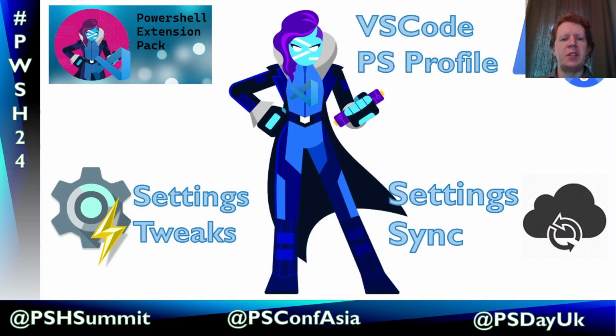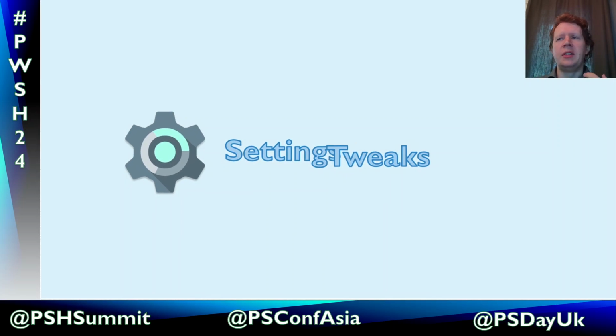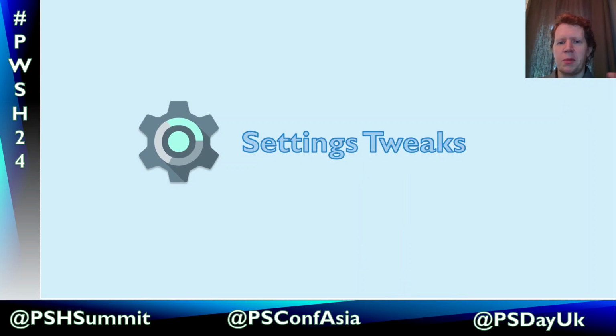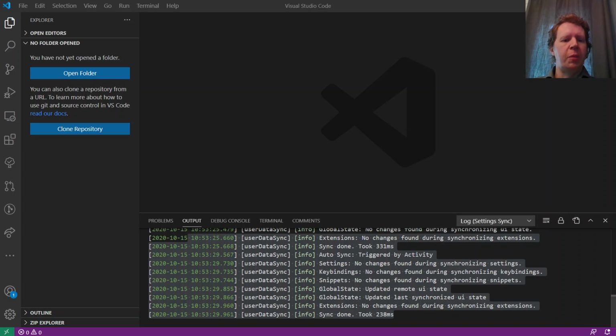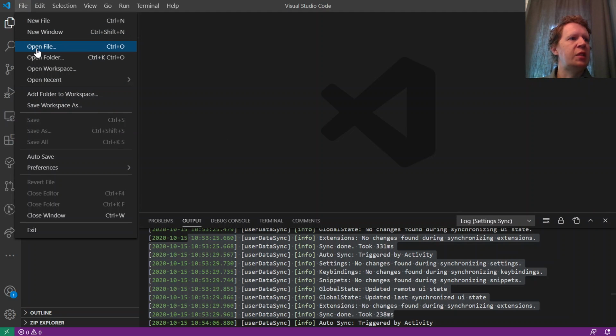So now we have our settings sync. The next thing that we want to do is actually start tuning, tweaking, and customizing our environment how we want it. So I'm going to go back to my Visual Studio Code here, and let's start going through some of the settings that we can tweak.